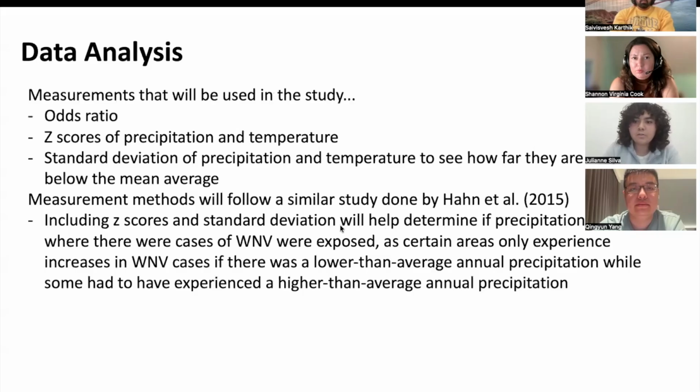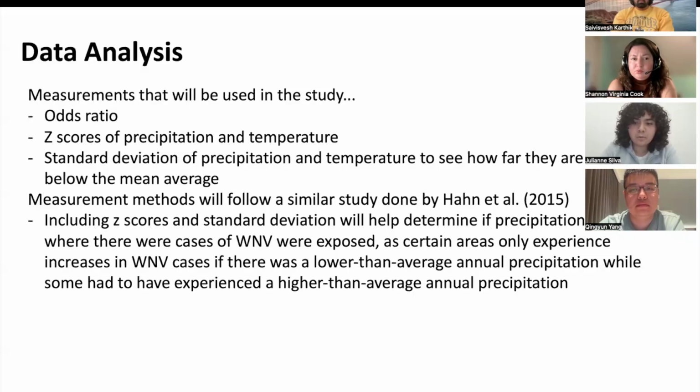And then on to our data analysis and how it will be conducted. To analyze the data in this proposed study, techniques and measurements that will be used will include measurements like the odds ratio. The odds ratio will allow for an association between exposure and outcome to be drawn by indicating if the case group is more likely than the control group to have been exposed to different weather conditions.